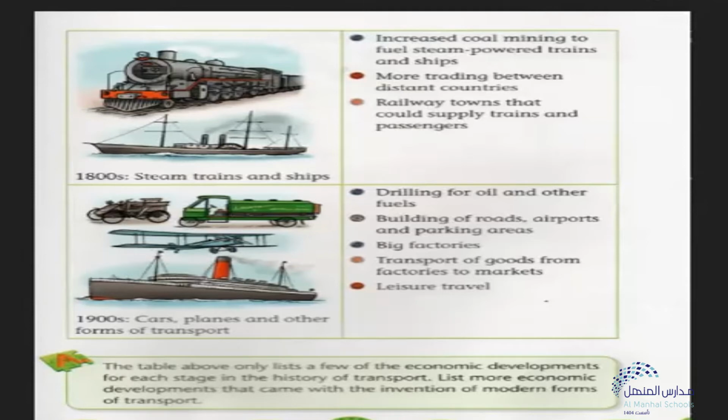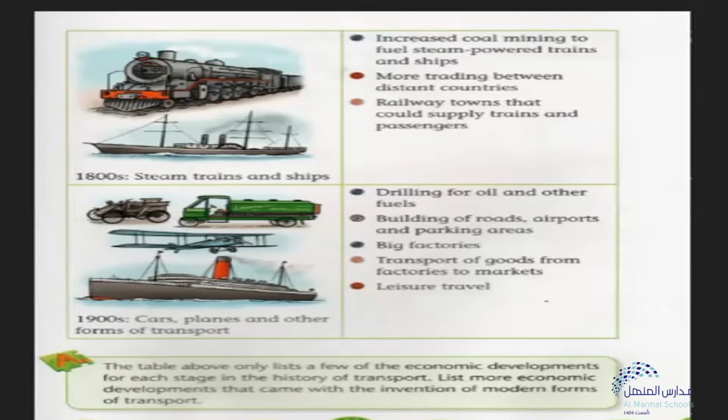Things got modernized? Okay, they drill more for oil. There are more roads, better roads, better parking areas. There are bigger factories. We can transport goods from factories to markets. Okay, much better because the transport is better. And leisure travel means you can travel with modernized boats, with planes, if you want to go to any other country for leisure. Okay, so that's page 128.